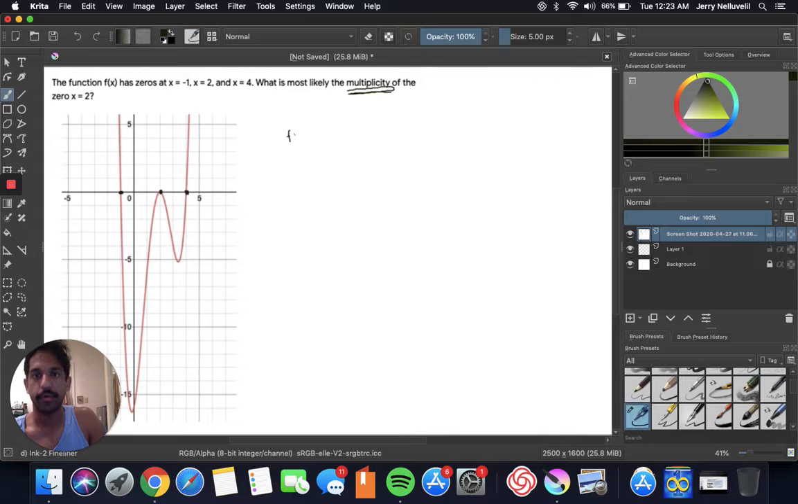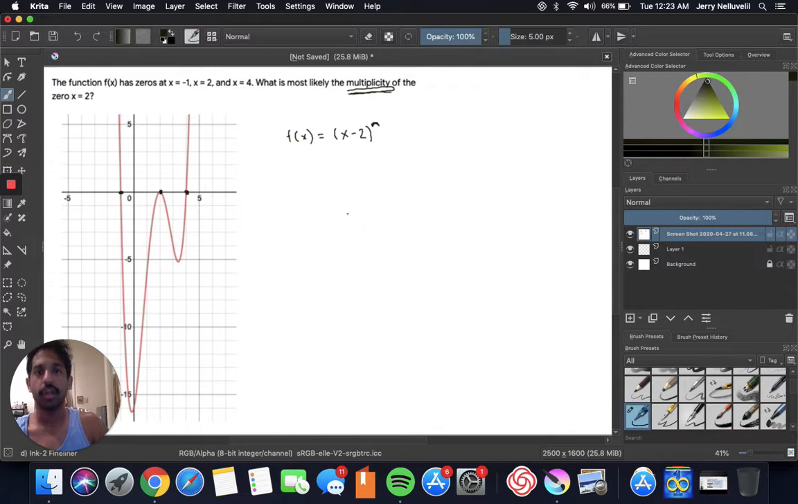So, for example, we have f of x, and we're looking at x equals 2. So, that means that we have a zero that is x minus 2 to the power of something. I'm going to call it n. We don't know what n is.